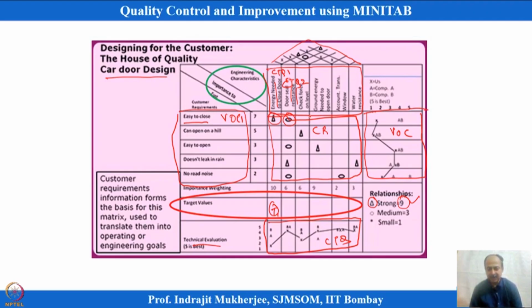Okay. And then they can be given a scale like 9, and a medium relationship is given a scale of 3, and a weak relationship is given 1, if the relationship is not so strong. Okay. It can be positive or negative, any direction of relationship we can think of. Okay. Then, energy needed to close the door and door seal resistance: you see on the top there is also a matrix which shows the relationship between these two.